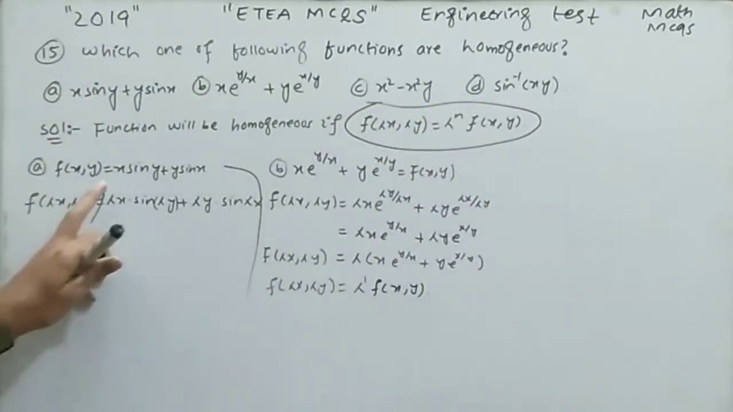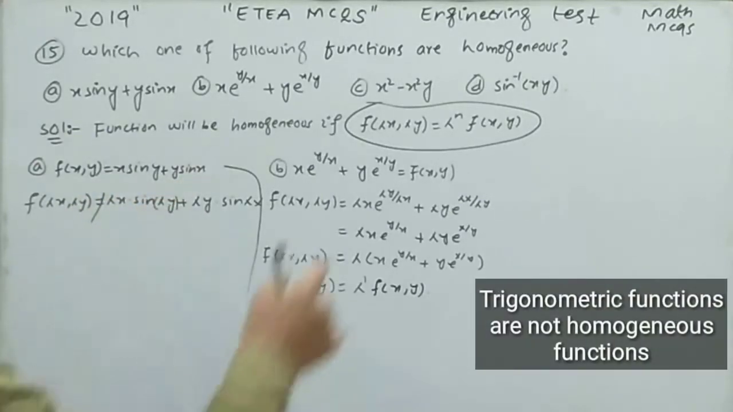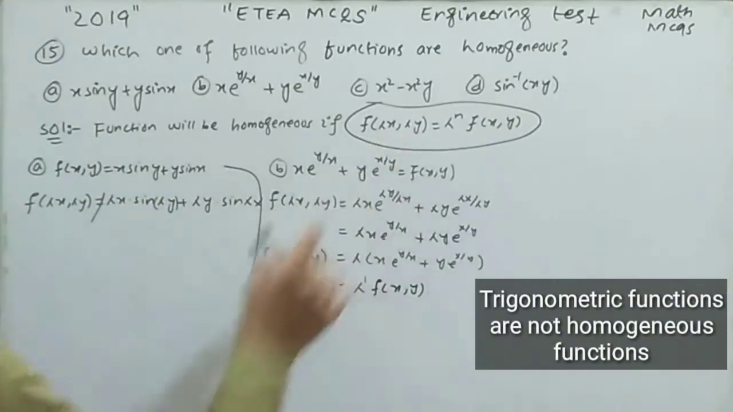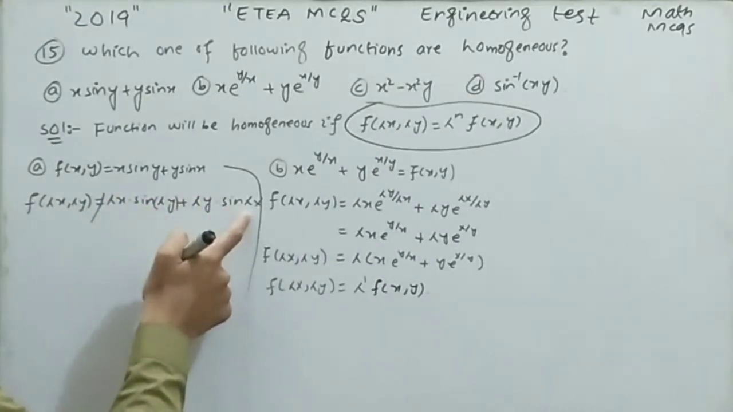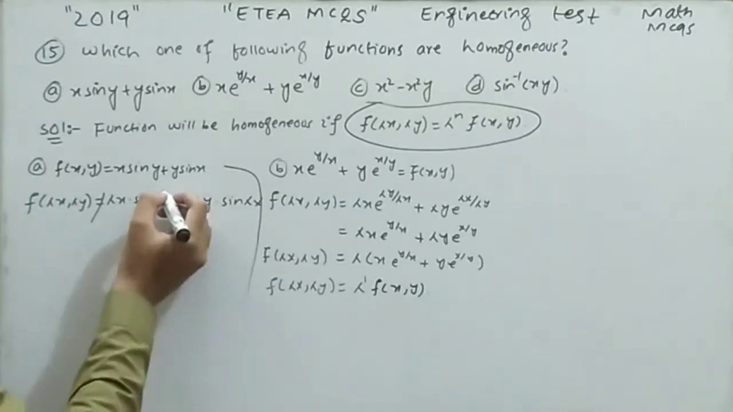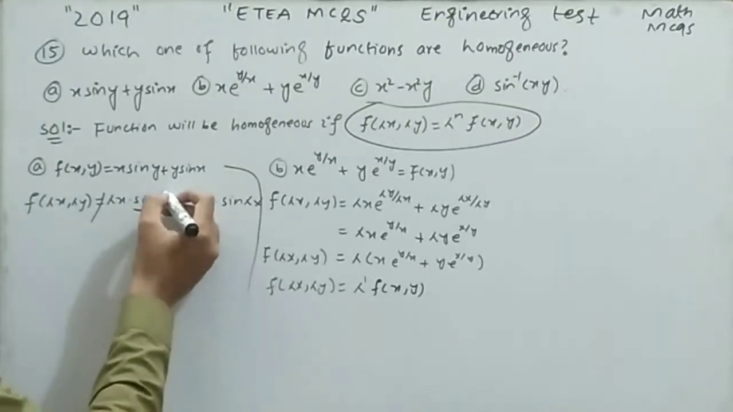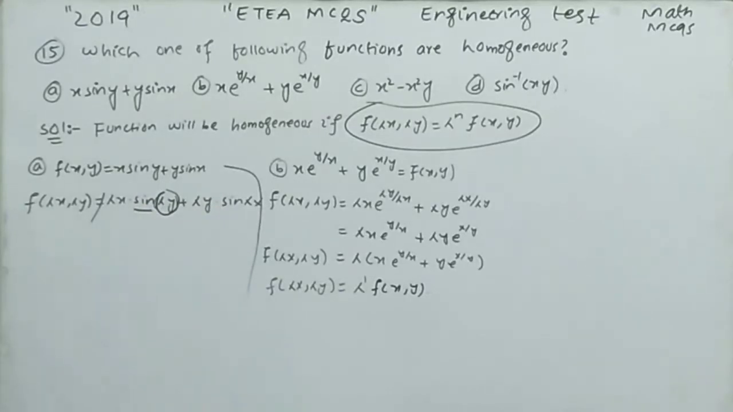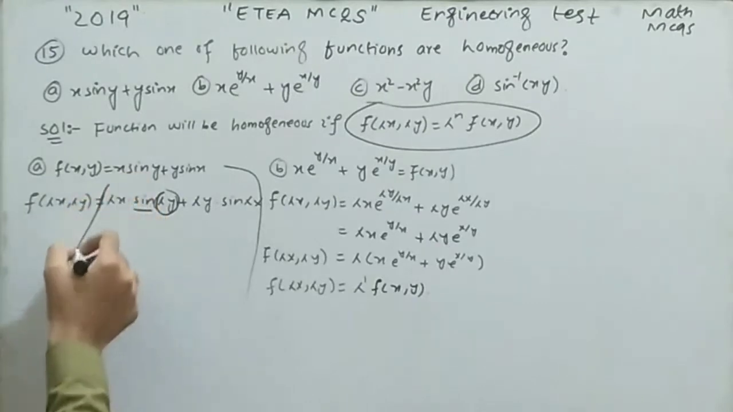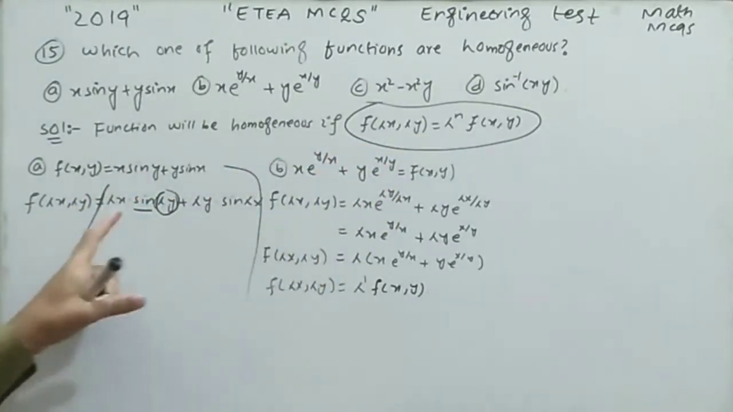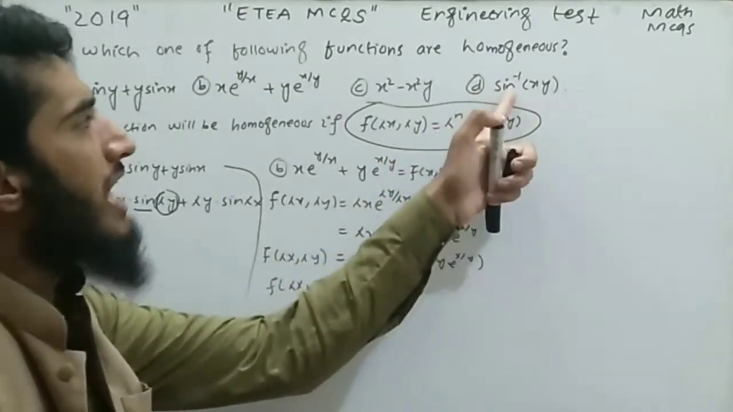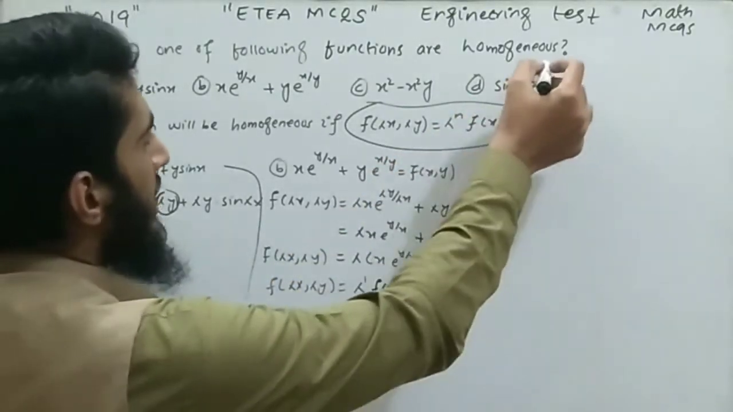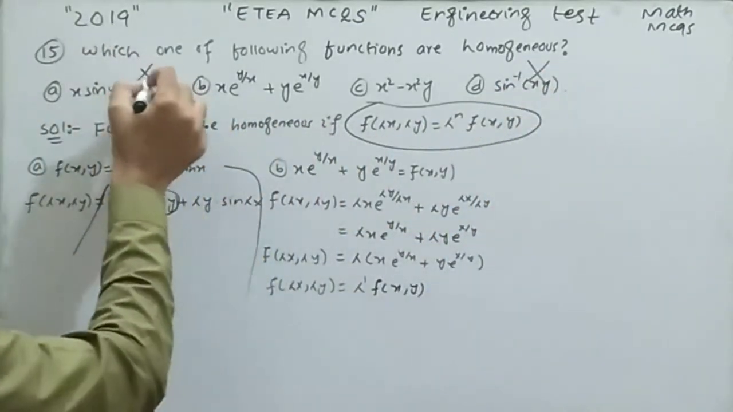Let's suppose I take option A. It says x sin y plus y sin x. Here we replace x with lambda x and y with lambda y. Remember that sin is a function and lambda y, lambda x are inner functions, so we cannot take lambda common from sin. That's why this does not satisfy the homogeneous function definition. Now option D is also a sine inverse function, so this also does not define a homogeneous function. So options A and D are incorrect.